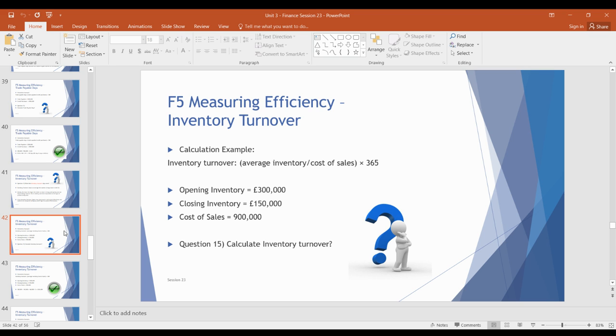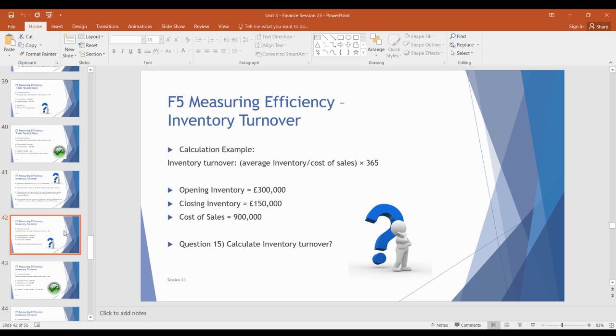between both numbers. So opening inventory plus closing inventory would give you £450,000, sorry. Now you want the average, so you divide that number by 2, which gives you £225,000. So now you've got the average inventory, you divide that by cost of sales, which is £900,000, which would give you the answer of 0.25.